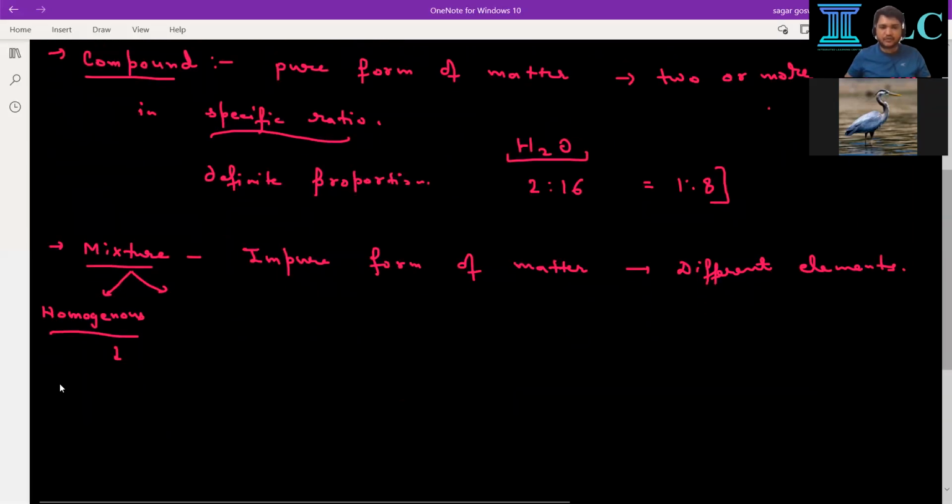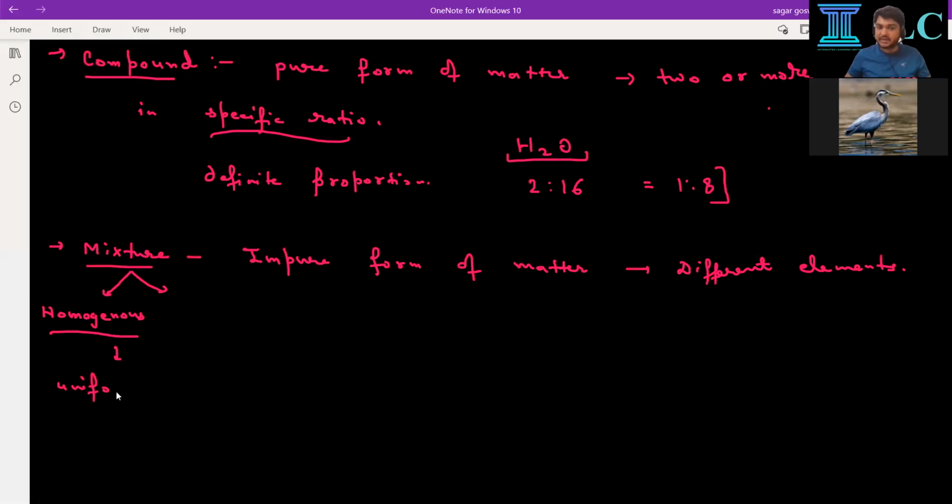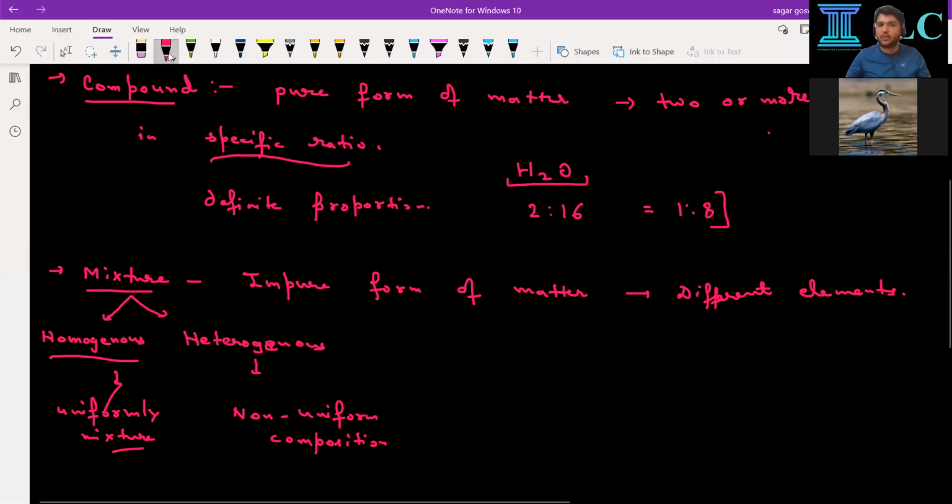But if you have soil and you put the soil into the water, will it be uniformly mixed? No, the soil will settle down, right? So that is heterogeneous. It is non-uniformly mixed, so you will say it's a non-uniform composition, which means it is not going to be dissolved equally. It is an unequal one.